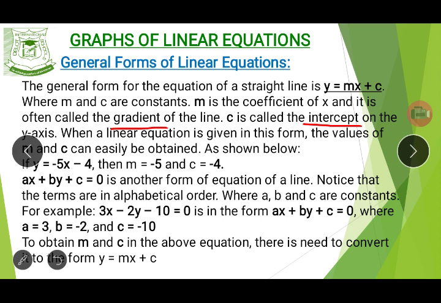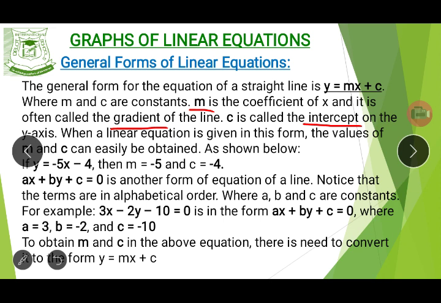The m is the gradient, the coefficient of x, the number that is always beside x, and it is also called the gradient of the line. But your c is called the intercept. It's a constant that stands alone. Okay, so it's your intercept on the y-axis. That is where the line touches your y-axis.